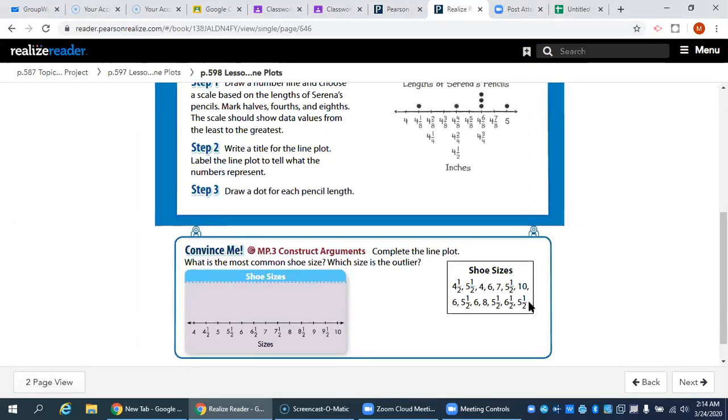We got, let's see, 5.5 is 1, 2, 3, 4, 5. So that 5.5 is going to have 5 dots above it. We've got the number 6, 1, 2, 3. So the number 6 will have 3 dots. And I see 8, I see 6, I see 7, I see 10. So the most common shoe size here looks to me like it would be 5.5, and you would know for sure because that would be the highest stack of dots here.